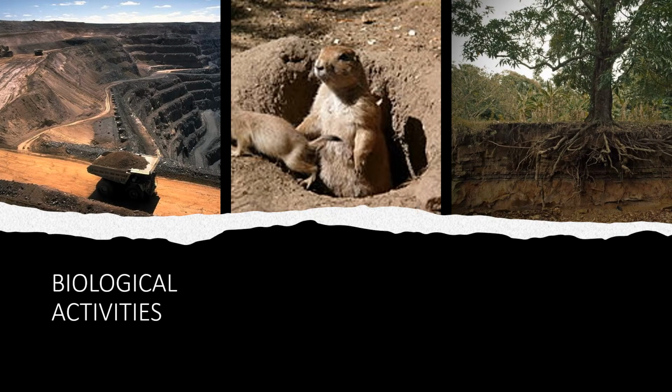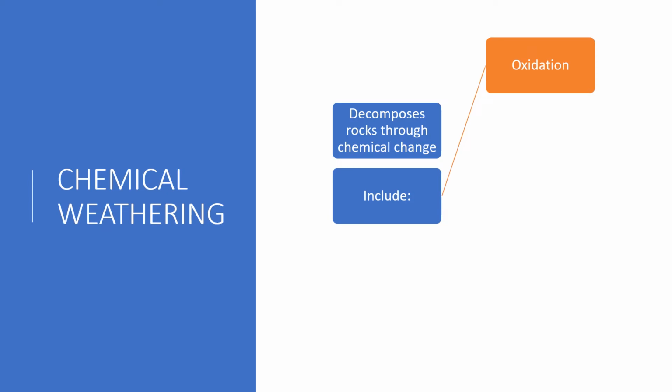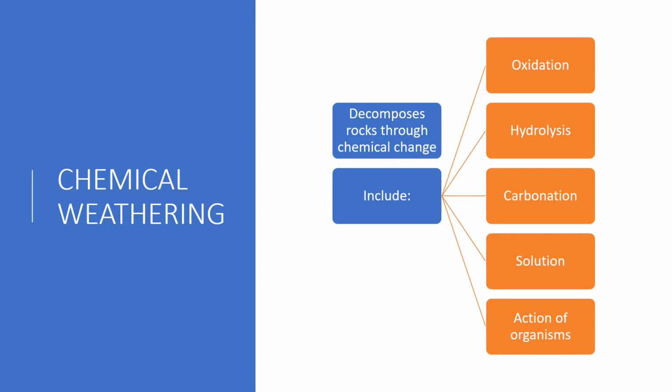The next factor would be biological activities such as the burrowing of animals or growing roots of plants, and several human activities also contribute to mechanical weathering. Mining activities, in particular, break down the rocks into smaller pieces. Next off, we have chemical weathering. Chemical weathering decomposes rocks through a chemical change. The processes involved in chemical weathering include oxidation, hydrolysis, carbonation, solution, and action of organisms.